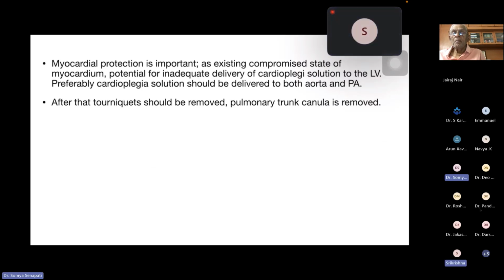Myocardial protection is very important because the patient already has an existing compromised state of myocardium, and there is a potential for inadequate delivery of cardioplegia solution to the left ventricle. Preferably, the plegia solution should be delivered to both aorta and PA, and once the plegia delivery is done, tourniquets can be removed and the pulmonary trunk cannula can be removed. In other cases, a few surgeons prefer single aortic cannulation and do not do pulmonary trunk cannulation.